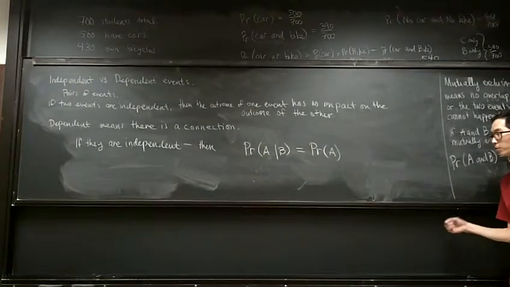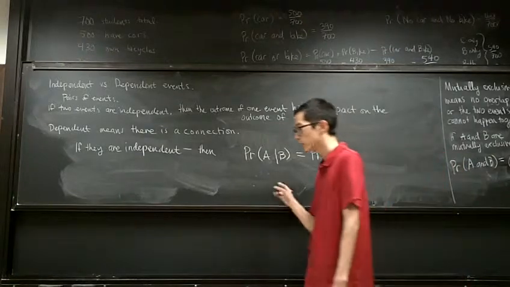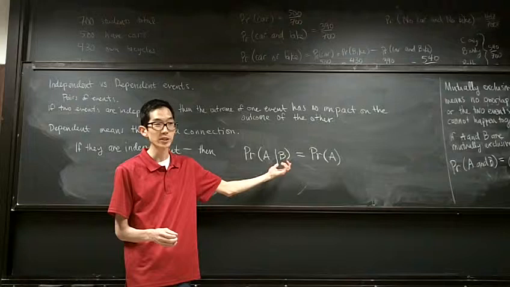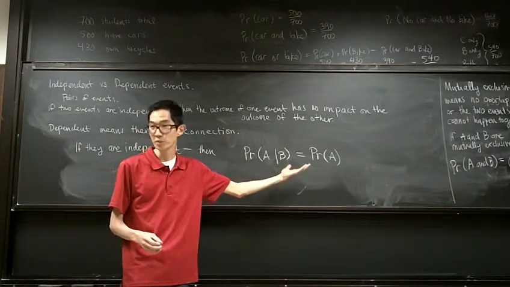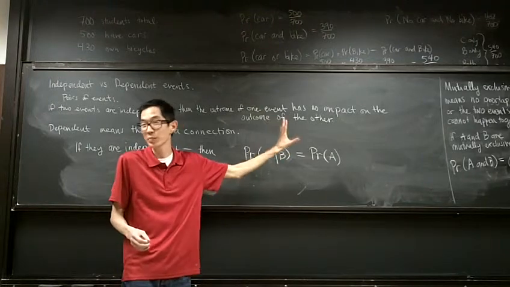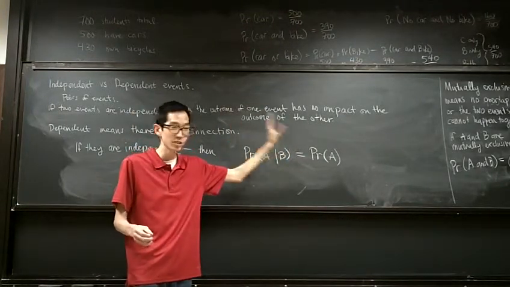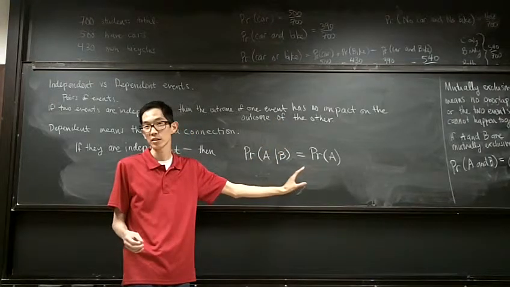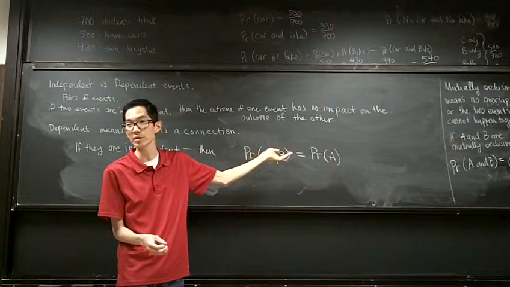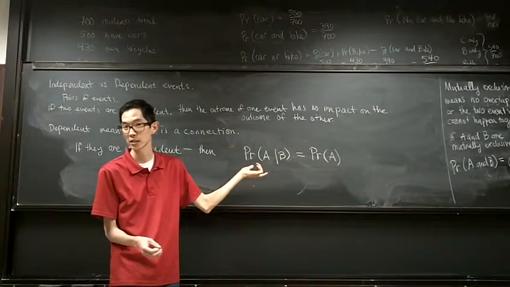Alright, so these two events, if we say A and B are independent, then the probability of A, given that B has happened, is just the probability of A. Okay, so whether B happens or doesn't happen, we don't care. The probability of A happening is the probability of A, whether or not B happens. And that means A and B are independent.